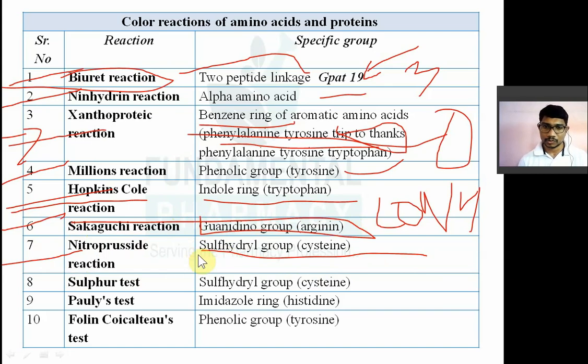Then next one is the Pauly-Fox test. Pauly-Fox test is given by the phenolic group of tyrosine. These tests are very important. You have to remember.